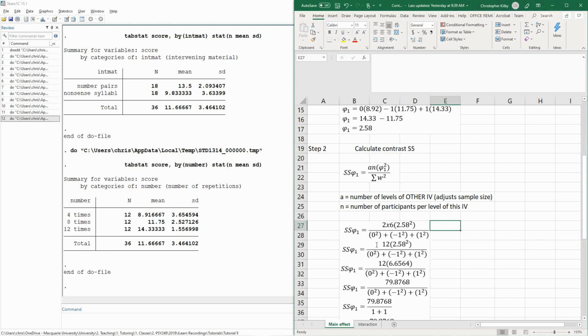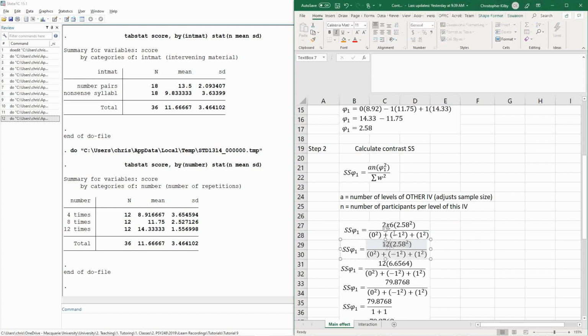So you don't have to put brackets around each of these. I personally put brackets around them to remind myself that I need to square each of them individually before I add them up. If I add them up and then square them, they'll always sum to 0 because that's what they need to do, and 0 squared is just 0.